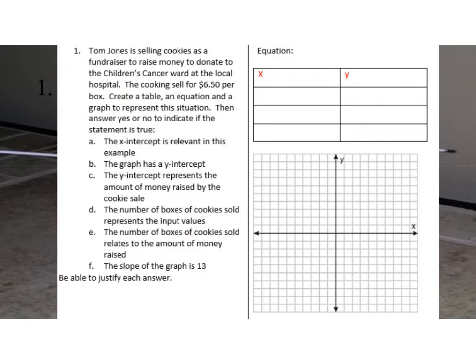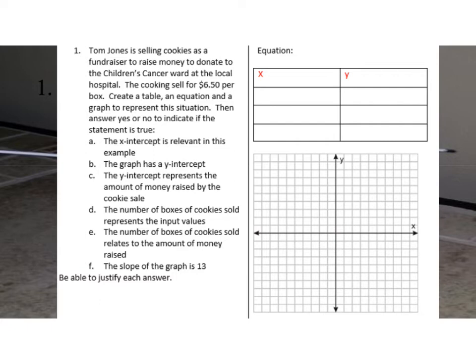Alright, as you will see, Tom Jones is selling cookies as a fundraiser to raise money to donate to a local children's cancer ward. The cookies sell for $6.50 per box. Make a table, equation, and a graph to represent the situation. Then we have to answer yes or no to indicate if the statement is true.